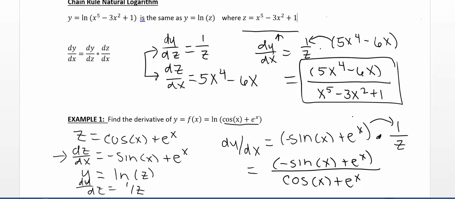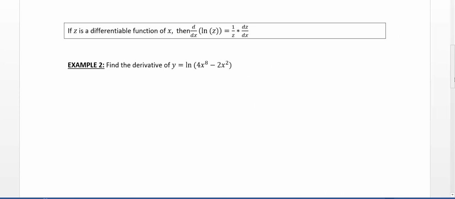So let's take a look at a shortcut we can use to make our calculations a little more efficient. If z is a differentiable function of x, then the derivative of the natural log of z is equal to 1 over z times dz/dx.